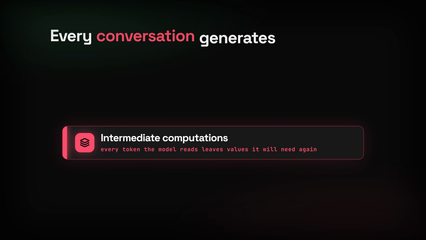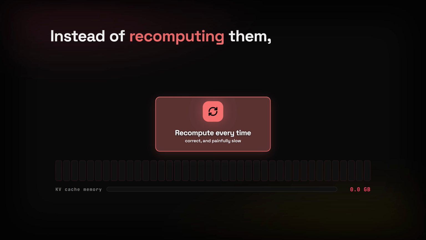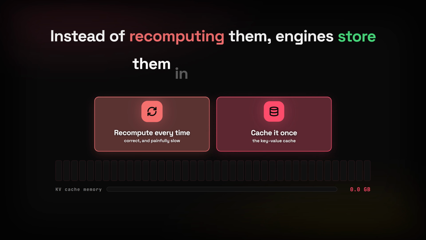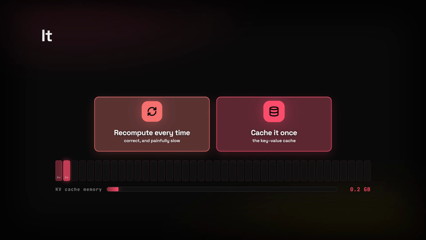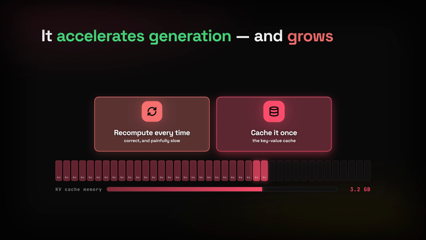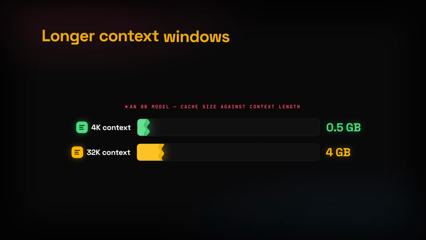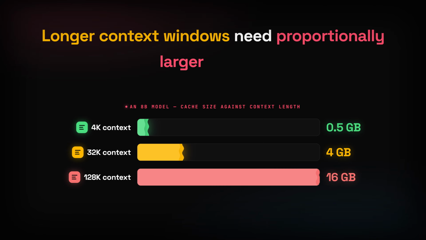Every conversation generates intermediate computations that the model may need later. Instead of recomputing these values for every new token, inference engines store them in the key value cache. The KV cache significantly accelerates text generation, but also consumes increasing amounts of memory as conversations grow longer. Longer context windows therefore require proportionally larger KV caches.